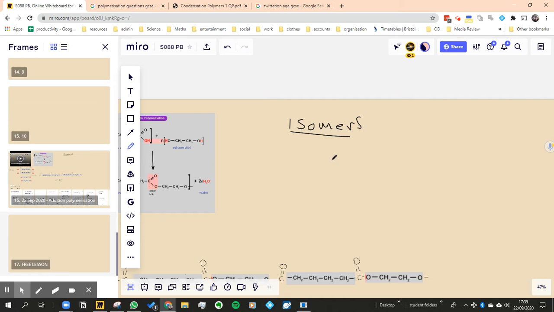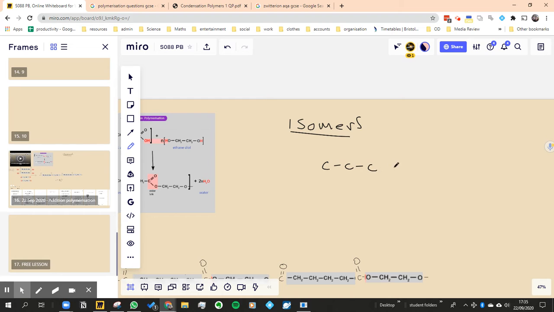So in the case of an isotope, you have the same atomic number, but you have a different atomic mass. In an isomer, you have the same molecular formula, but a different structural formula. So I'll draw an example to show you what I mean.